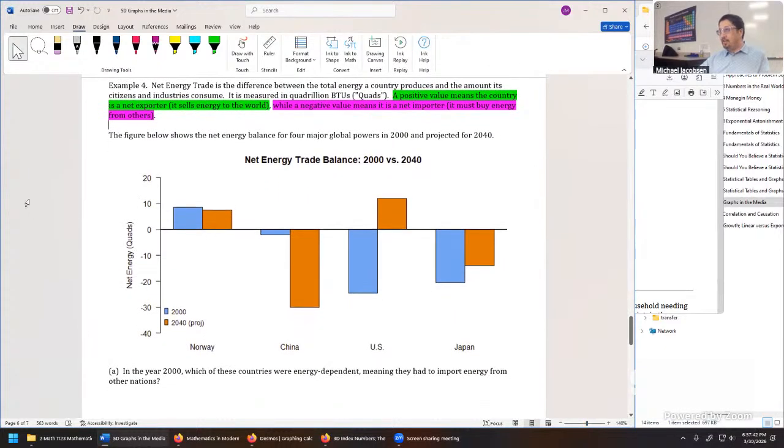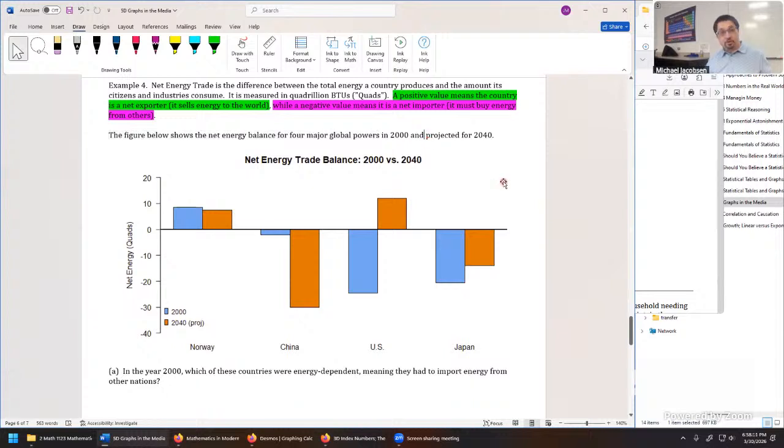I'm just avoiding the colors blue and orange already being important for the years 2000 versus 2040 projected. So the figure below shows the net energy balance for 4 major global powers. We're not going to look into every country, since this would be a really busy graph. So 4 countries, kind of randomly chosen here, but they're major global powers in year 2000. That's our historical data.